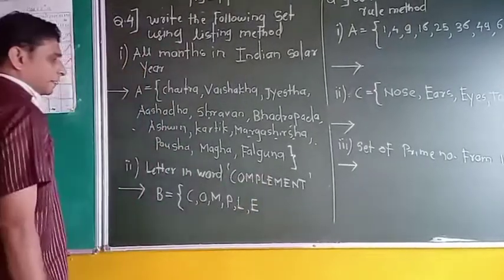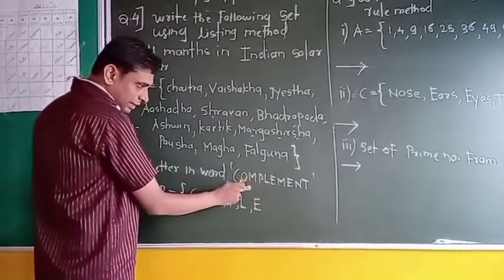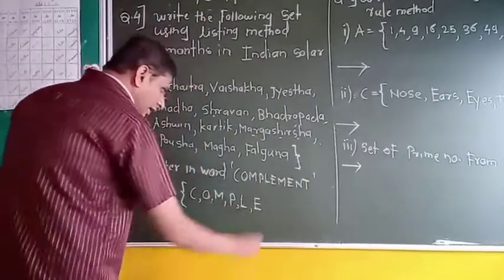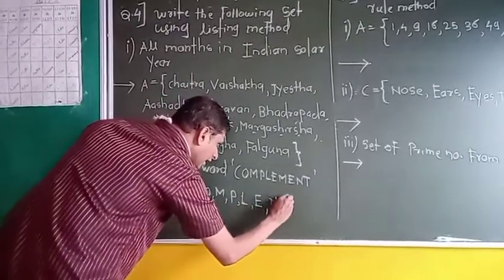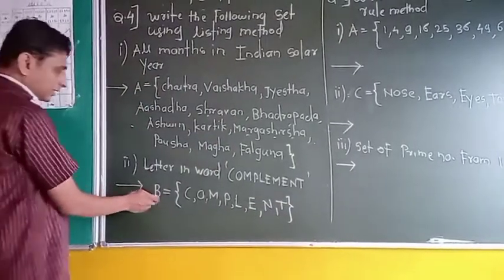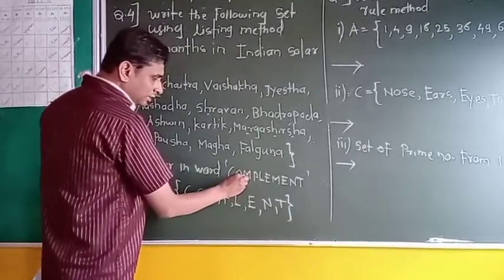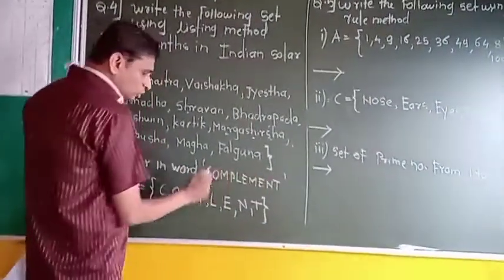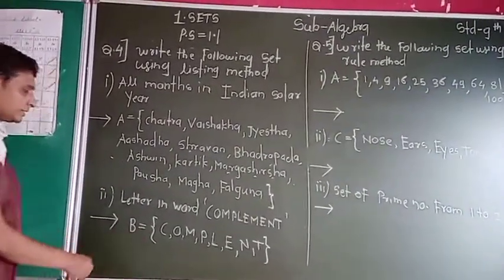Here the M gets repeated, students, so we have to take it only one time. M appears two times here, therefore we have to take it only one time. Similarly E is coming again, so we write it once, and then lastly N and T, and we close the curly bracket. So B is the set containing the elements C, O, M, P, L, E, N and T. In the word complement, M is repeated twice, similarly E, so we have to take each only one time. Okay, this is the method we have to understand. This is called the listing method.